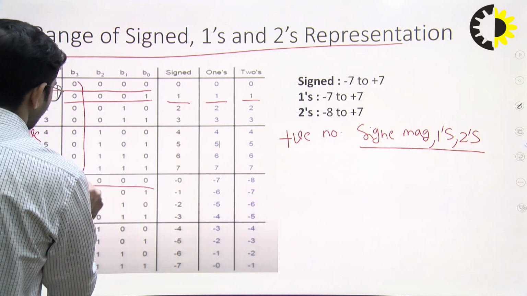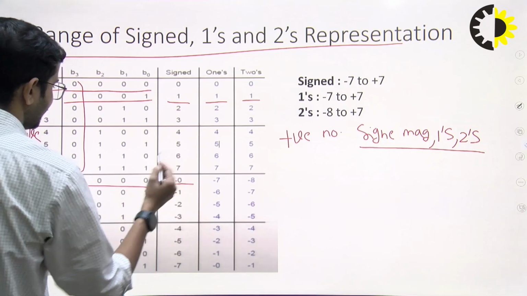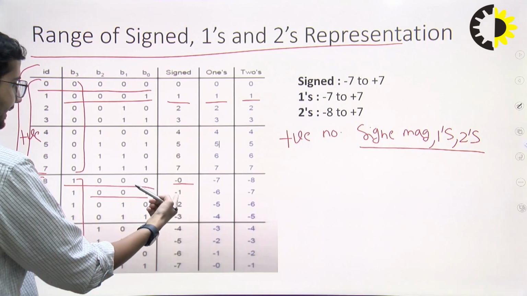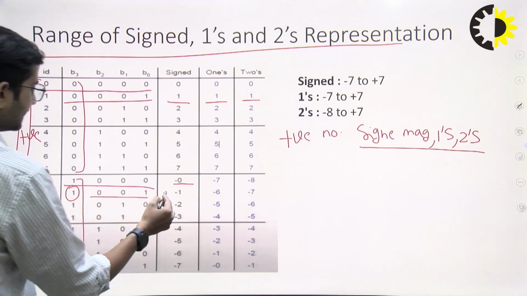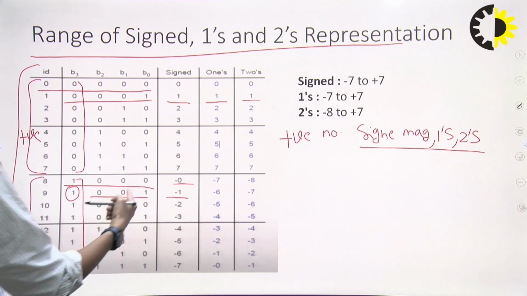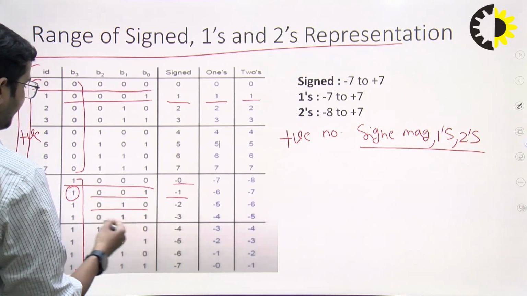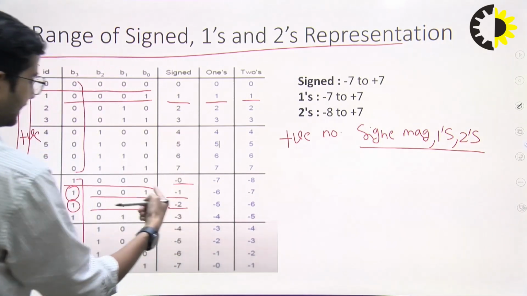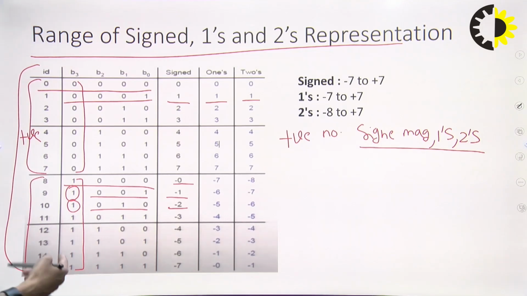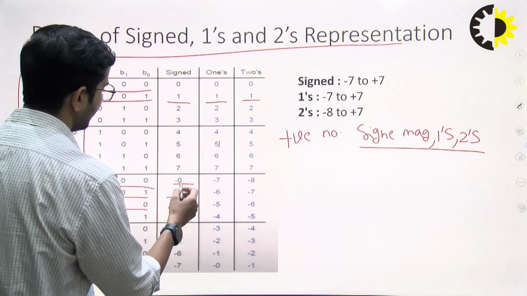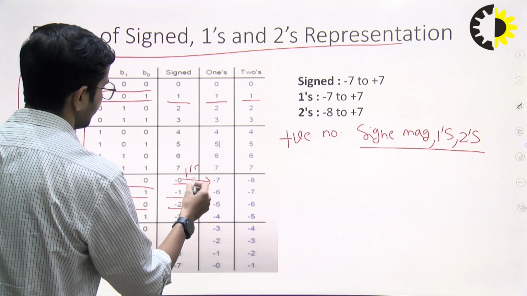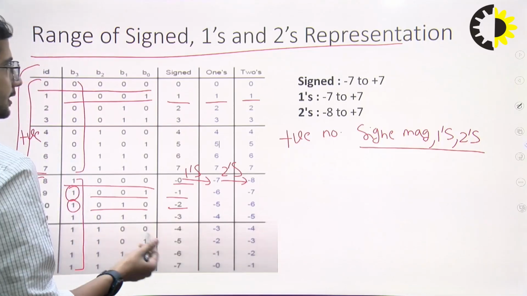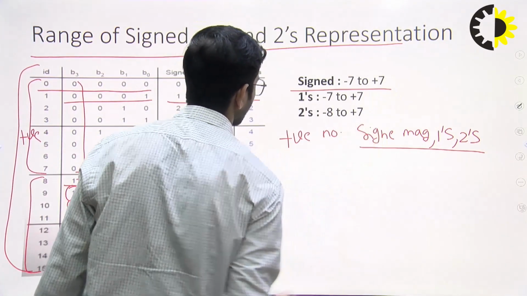Since the MSB weight is 1 and 000 is 0, it will be -0 because the MSB is 1. For 001, the binary value is 1 but the MSB is 1, that's why it will represent -1. And for 010, it is 2, but since the MSB is 1, it is equivalent to -2, and so on: -3, -4, -5, -6 and -7. And if we take the 1's complement of this, we will get these numbers, and for 2's complement, we will get this number. So how can we find the range of sign magnitude?